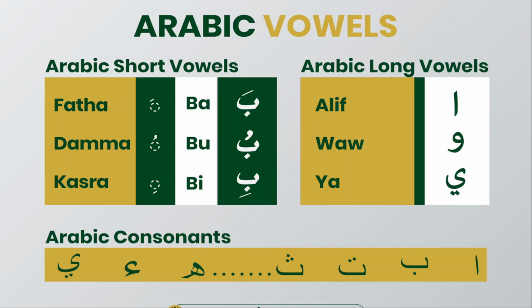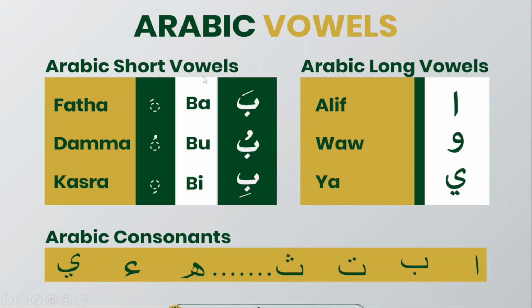In short vowels, we have fatha, dhamma, and kasra. Fatha, you can see here, looks like this. This is fatha above the letter. This is dhamma. It's like a small wow. And then this is kasra, below the letters. You can see an example, this is the letter ba. With this haraka, we will pronounce this as ba. With dhamma, we will pronounce this as bu. And with kasra, we will pronounce this as bi.